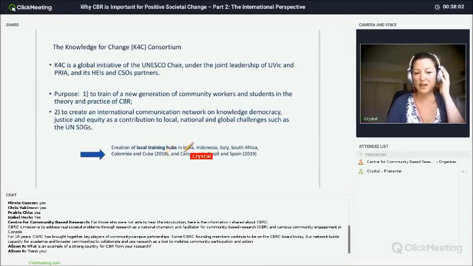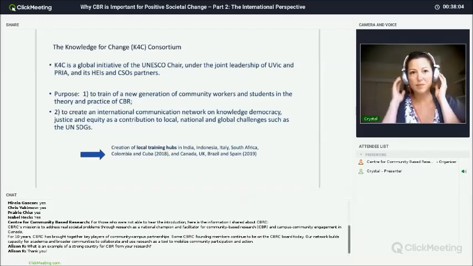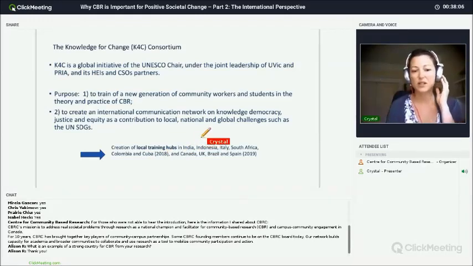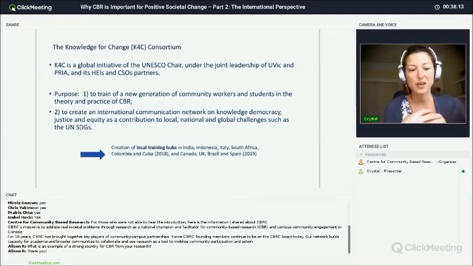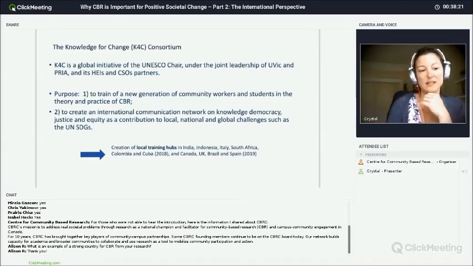So we have training hubs already being started in India, Indonesia, Italy, South Africa, Colombia, and Cuba. Those are the first cohort that just went through. And now the second cohort is coming up in August, and we'll be setting up hubs in Canada, UK, Brazil, and Spain. So this is another exciting initiative to follow.